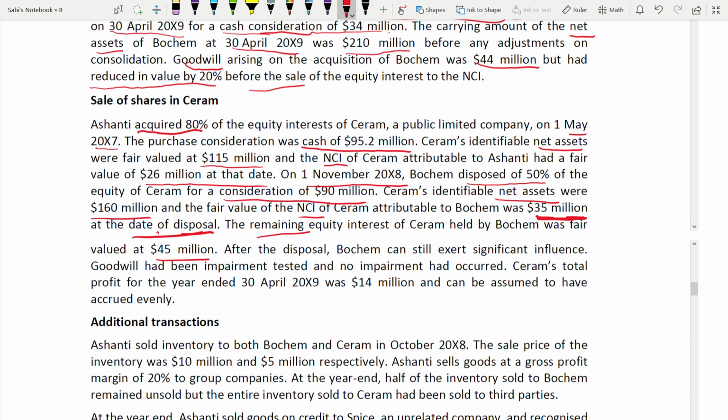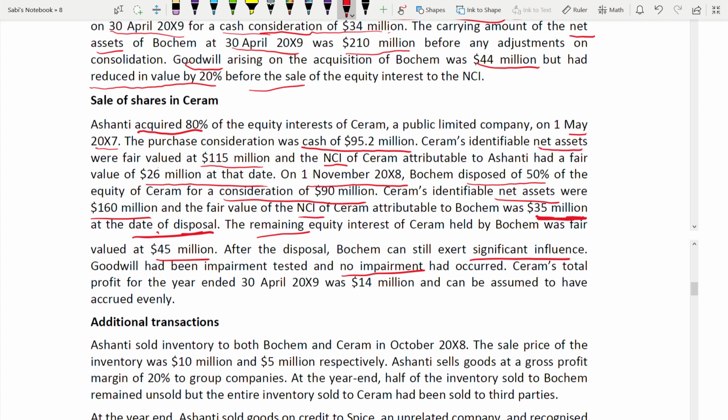After the disposal, Bokum can still exert significant influence. The reason why they give significant influence is that it means it's an associate, because an associate is from 20 to 50%, who holds significant influence. Goodwill has been impairment tested and no impairment has occurred. No impairment. Good thing.